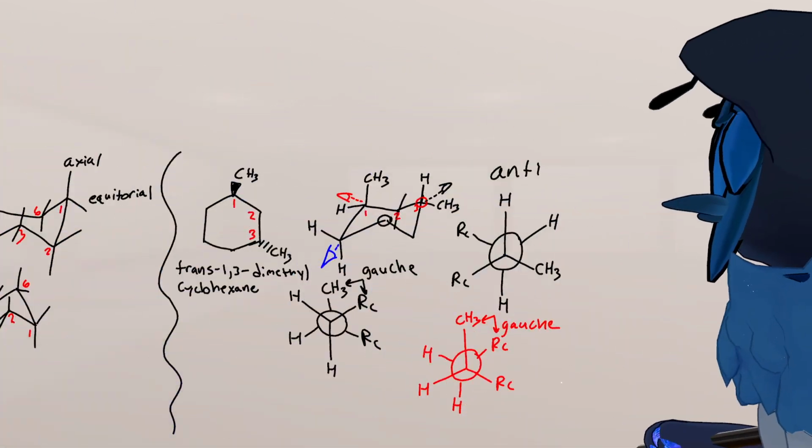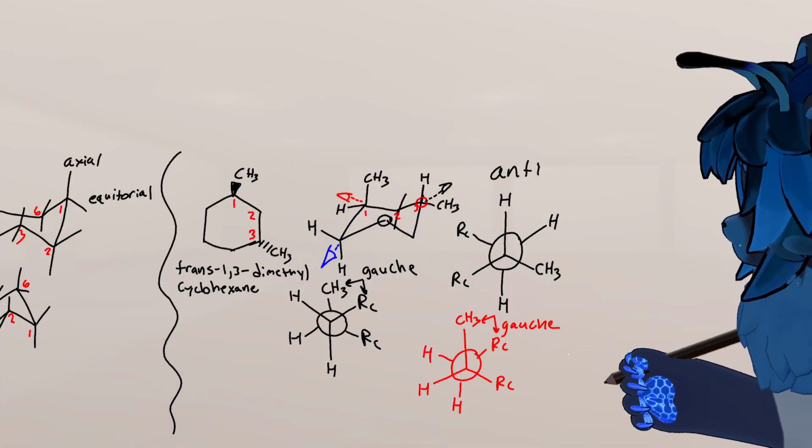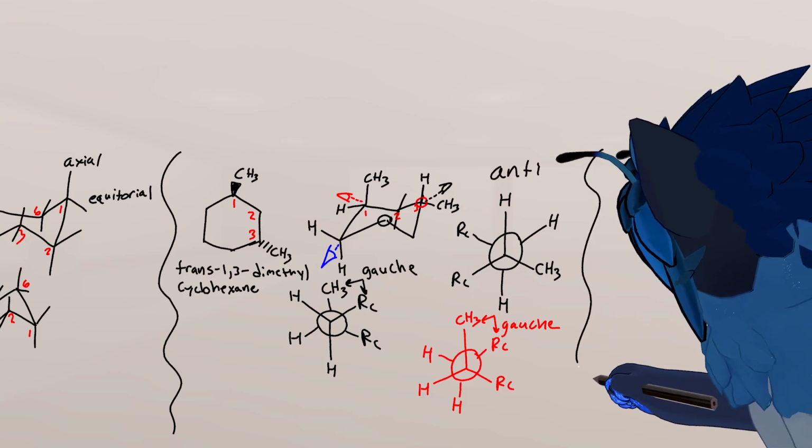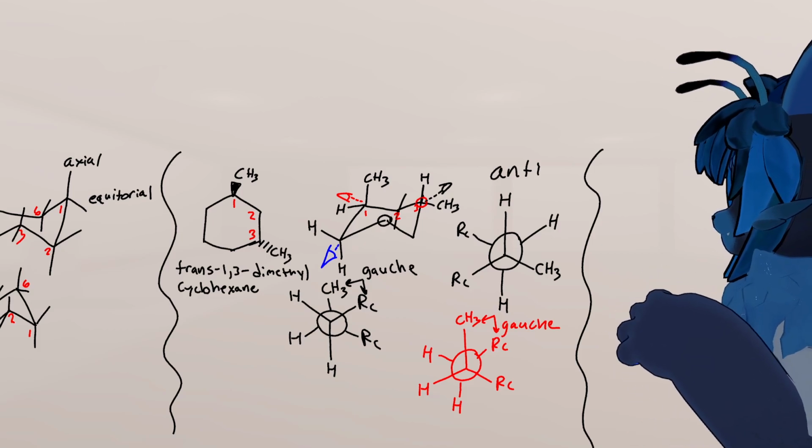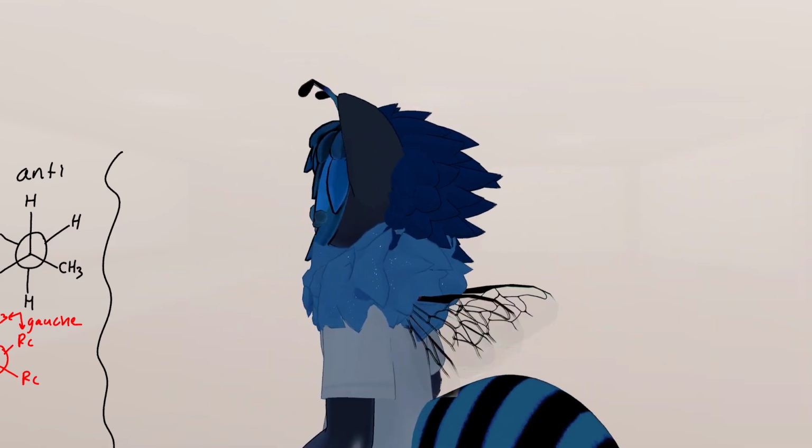So let's look at another ring where methyls are kind of next to each other. Let's say we did trans with a different one, so let's do a cis isomer. So let's say we're given cis 1,2 dimethylcyclohexane.